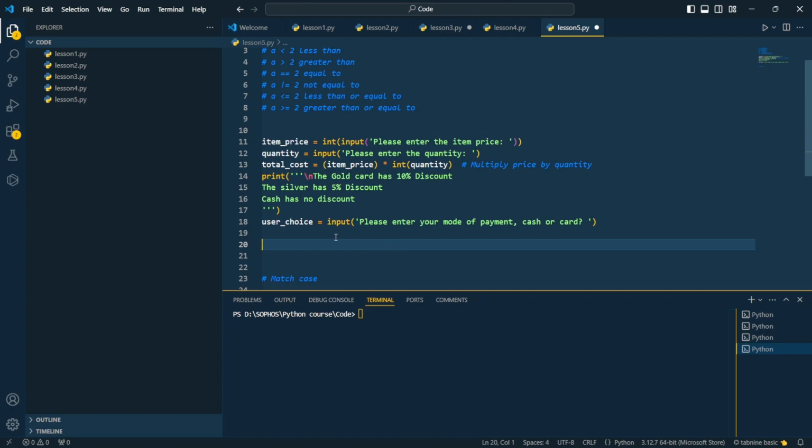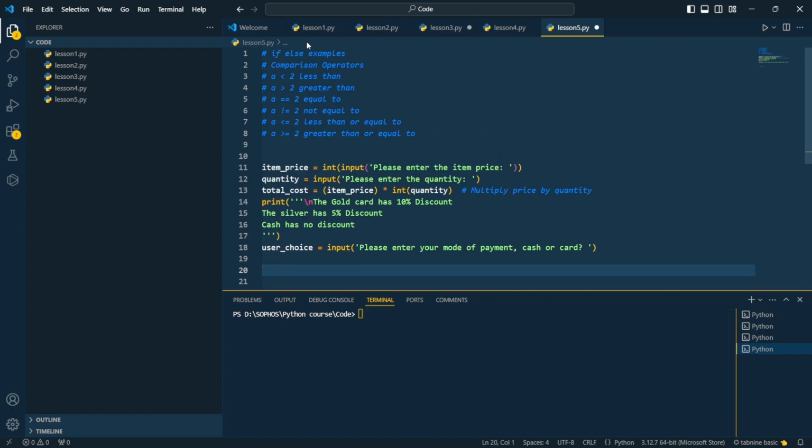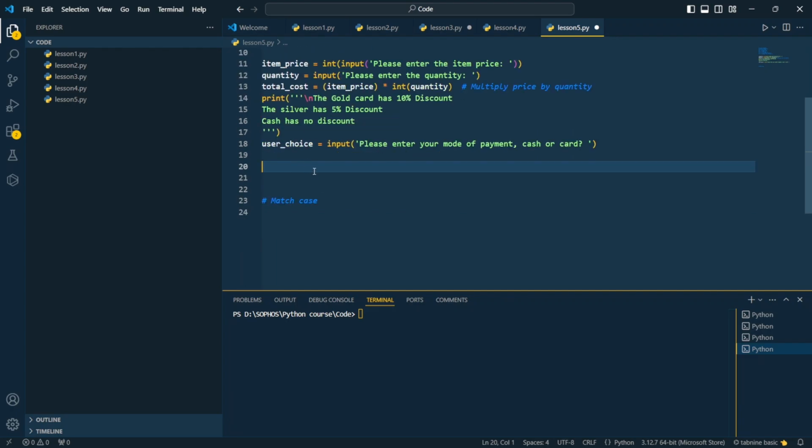Now comes into play if else. I have listed all the comparison operators that are used with if else. So the structure is, you start with if. Now you write the condition. Here I'm checking whether the user is choosing cash or card. So I'm going to write if user choice is equals to card. Then we put a colon. Now this line is completed.